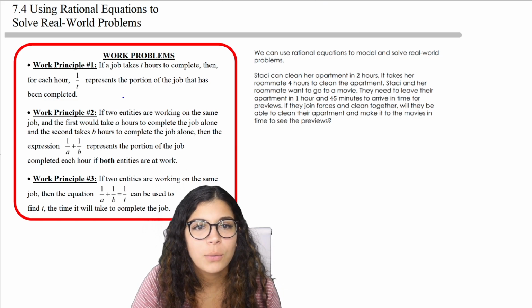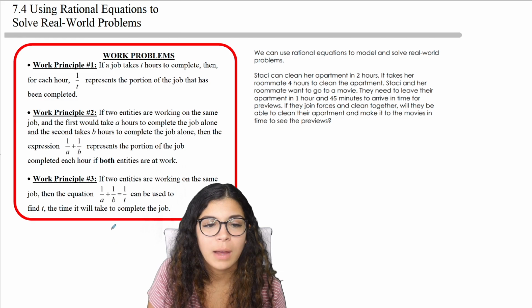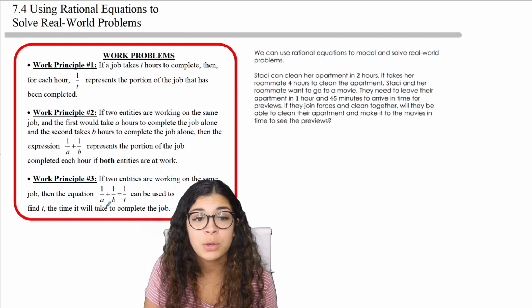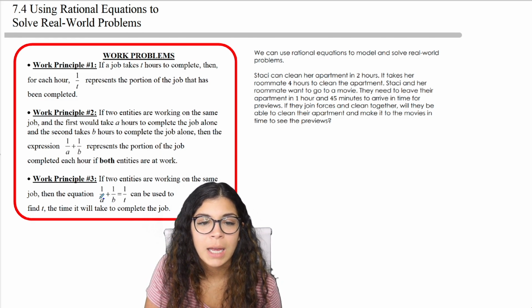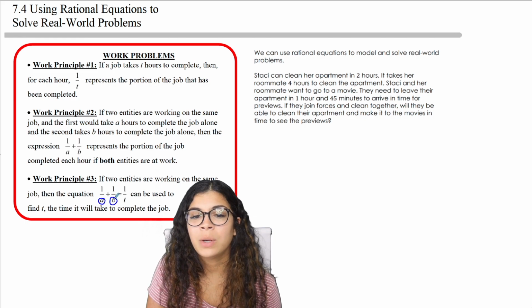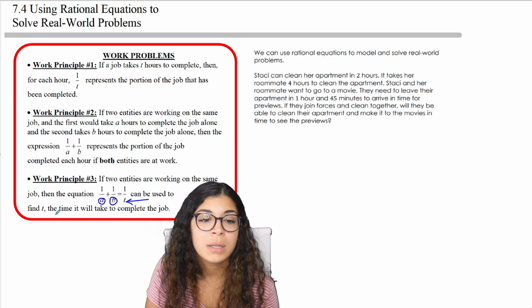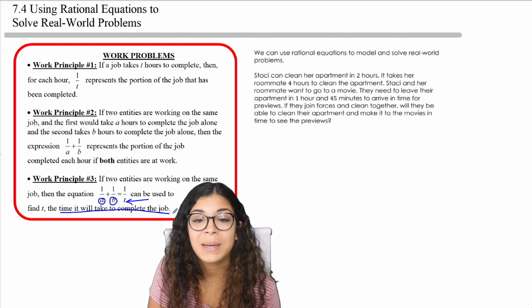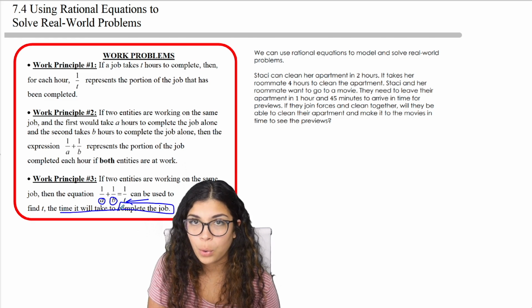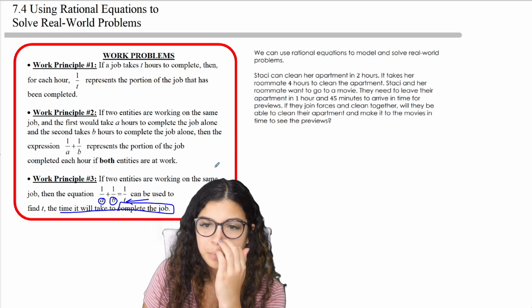So you have one person, right? How long it takes them to do it, A, and then you have B, the time that it takes the other person to do it. And if you add that up, that'll equal 1 over T. Now, T is, in this case, the time that it will take to complete the entire job. Okay? So let's do an example.